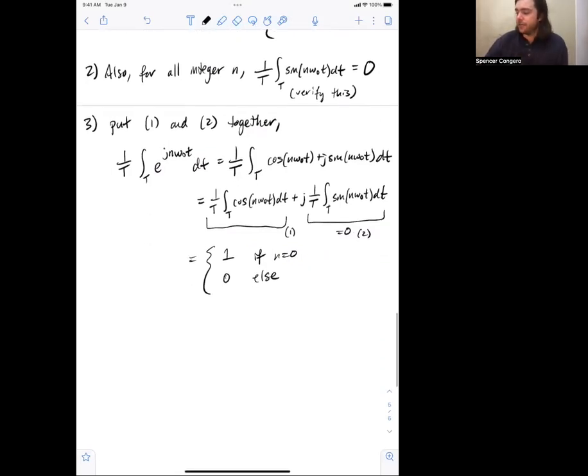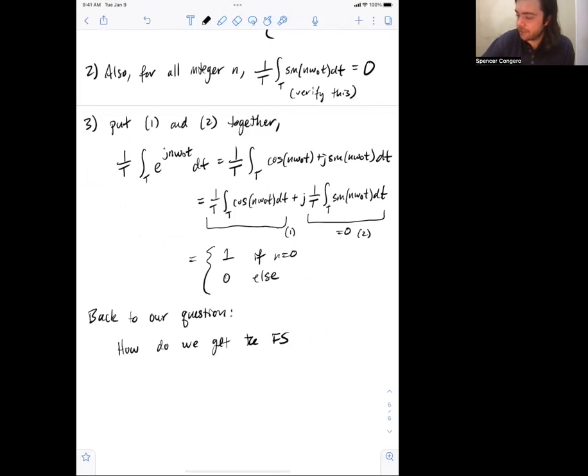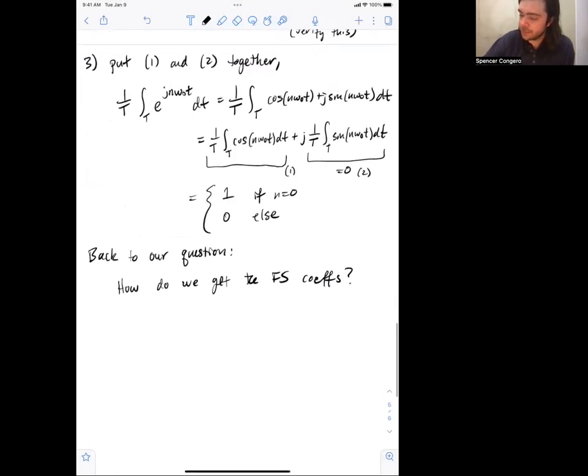All right, so we've made a lot of progress, but there's still some to go, but not too much more. So let's get back to our question. Okay, so how do we get the Fourier series coefficients? Just to remind you, I'll write the Fourier series for f one more time, because we're going to be using this.